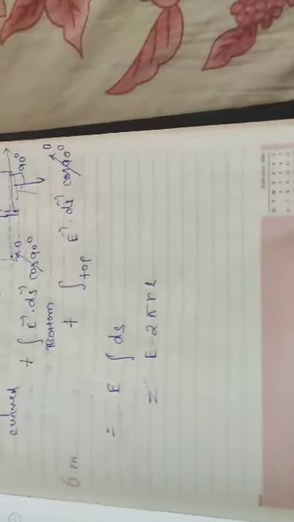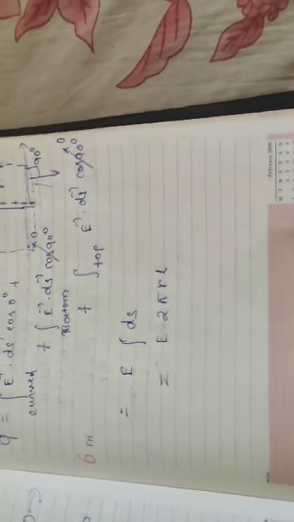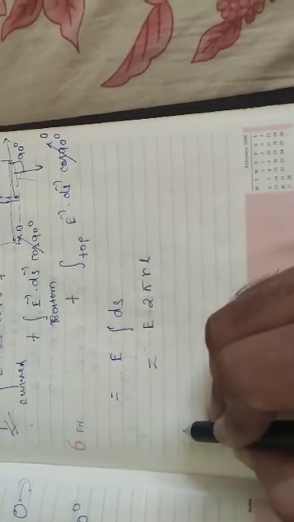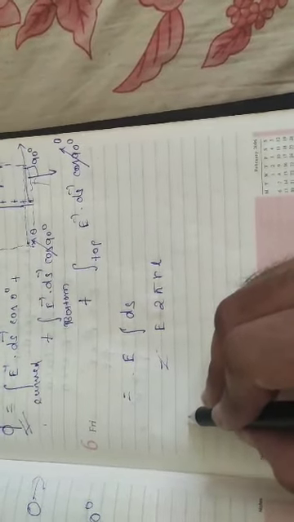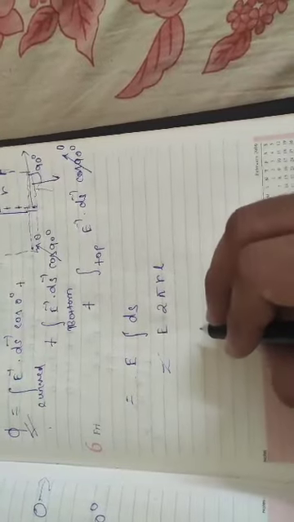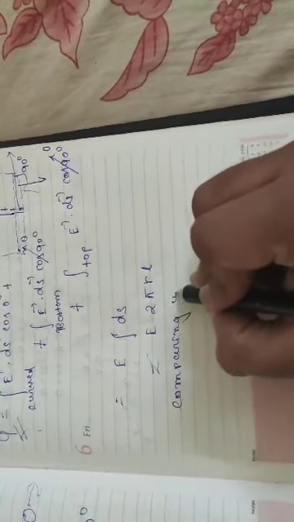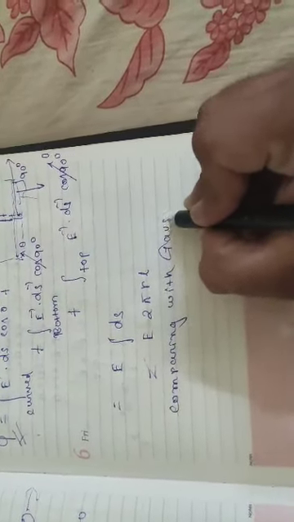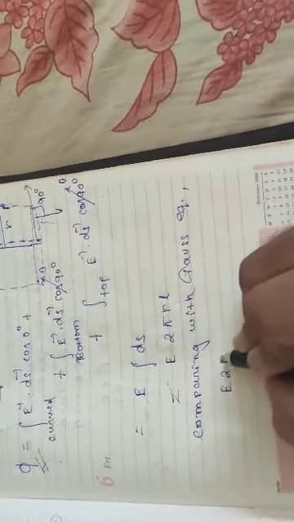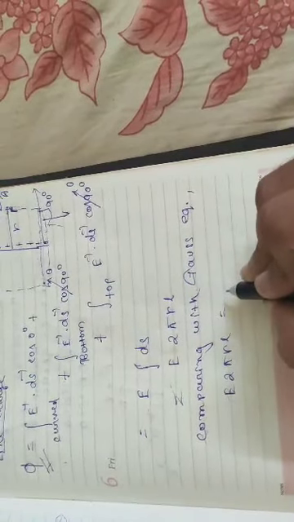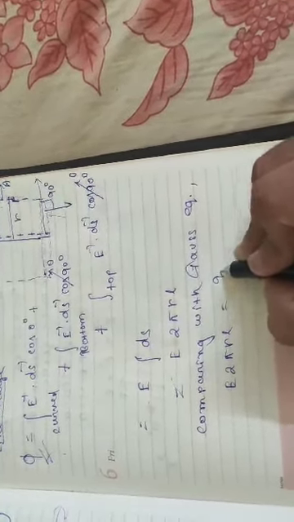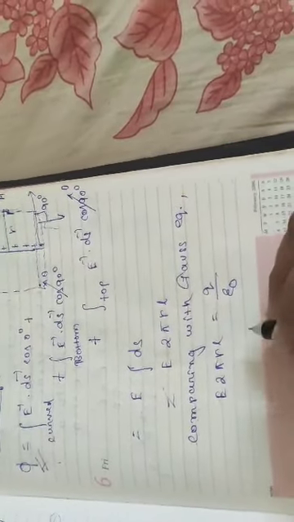Now what is the third step? The second step you have done: equation formation of the flux. Now the third step is you have to compare with the Gauss equation. Comparing with the Gauss equation, we will write E into 2 pi r l, and what is the Gauss equation's flux formula? Q by epsilon naught, right?